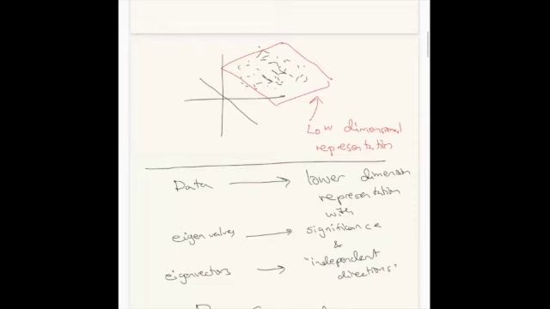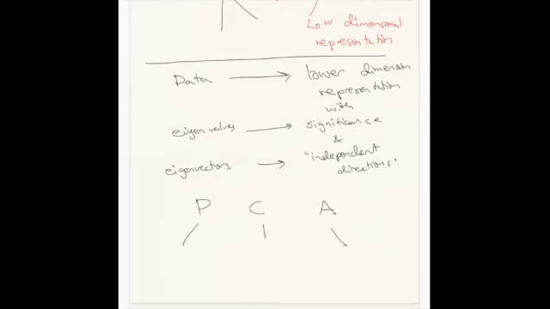Okay, so what's the scheme here is we have our data, we construct a low dimensional representation, and the tools to do that are finding eigenvalues and eigenvectors. These are the standard tools in principal component analysis. I won't justify why these are natural, but these are the tools.